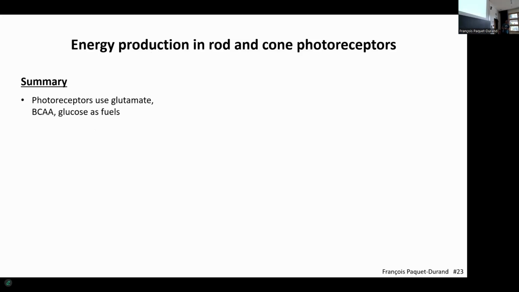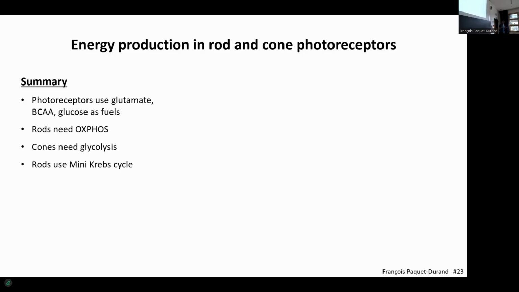Okay, so this brings me to the conclusion. What I would like to summarize is that photoreceptors probably use not only glucose as fuel to drive the metabolism, but also glutamate and branched chain amino acids. Rods apparently are quite dependent on oxidative phosphorylation. Cones definitely need glycolysis. They're less dependent on oxidative phosphorylation. That doesn't mean that they don't do oxidative phosphorylation, but they can live doing only glycolysis.